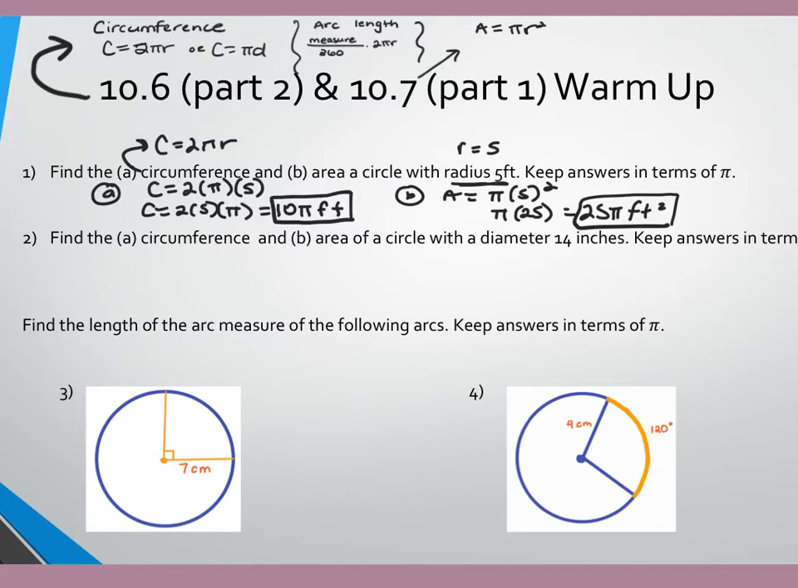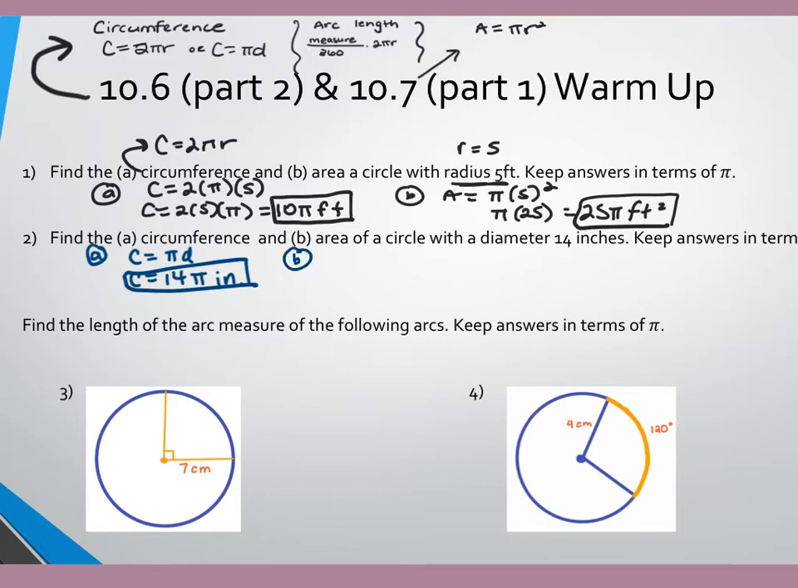All right, then number 2 said find the circumference and the area of the circle with a diameter of 14 inches. Keep the answers in terms of pi. So for A, when I'm asking for circumference, now I'm going to change what I use. I would use pi times the diameter, which means I just have to multiply pi times 14, or 14 pi. And that's it. That's all you need for circumference.